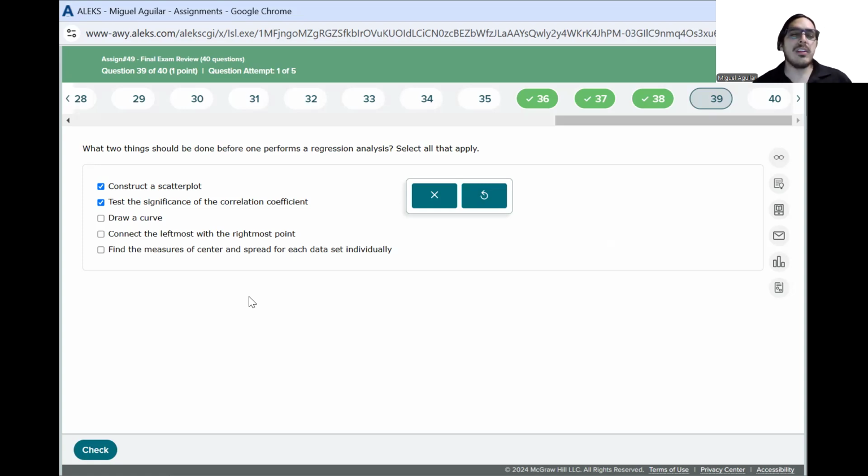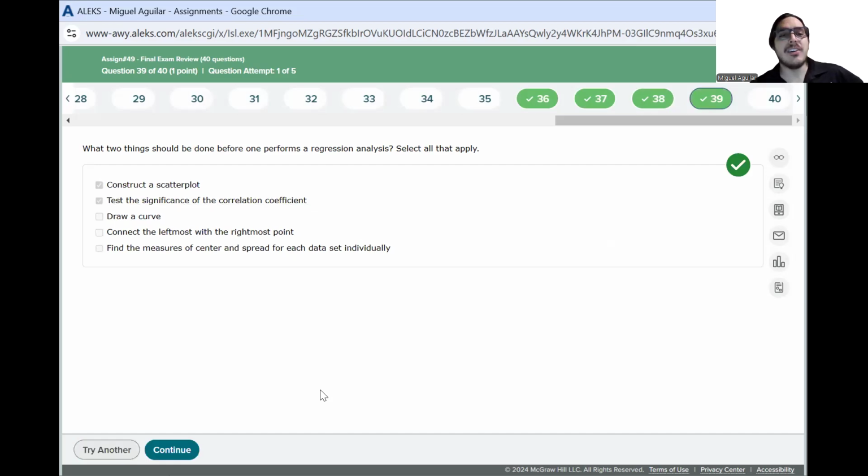Drawing a curve, again, just drawing a curve without having any reason to do so, we would have to construct the scatter plot first. And then there's no reason why we should connect the leftmost and the rightmost point, okay? Because that doesn't make any sense. There's going to be a lot of points in between, and we'd be ignoring all of those points. So I'm going to go with the first two options here. Just take a wild guess. If we're wrong, we're wrong, but we're not, okay?